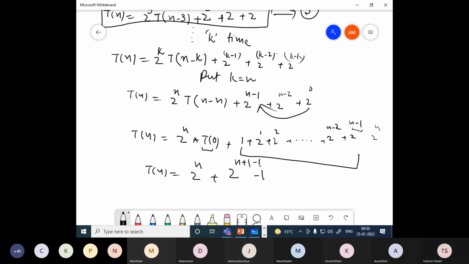You got it? So again, when we solved it, it will be 2 power n plus 2 power n minus 1. So this will be equal to 2 power n plus 1 minus 1. This will be 2 power n, 2 power n is 2 times 2 power n, isn't it? That will be 2 power n plus 1 minus 1. And when we take the complexity, it will be again equal to big O of 2 power n. And that is the same which we got from the previous method.